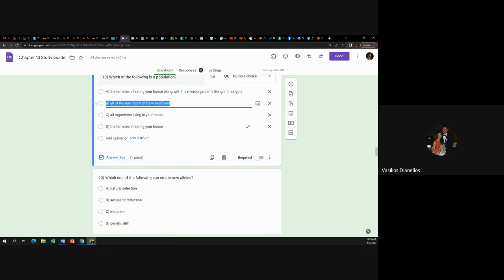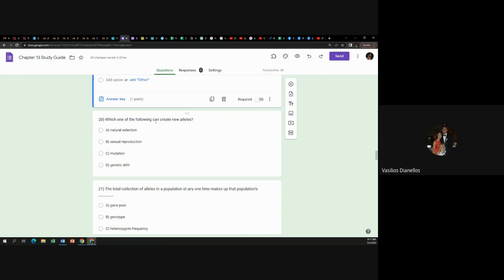All the termites that have ever lived. No, that is one species, but think about it. You can't talk about species termites that used to live because they're not currently alive. They're not dealing with the same thing. They're not interbreeding or interacting. All the organisms living in your house. No, again, that would be more like a community because that's more than one species. So here we go. The correct answer is the termites infesting your house. They're all alive. They're the same species. They're in the same area at the same time. That's the answer. Of course, for the exam, I'm going to change it. It won't say termites. So the key to it is looking for a group of organisms that are of the same species at the same place at the same time. Any questions about that?